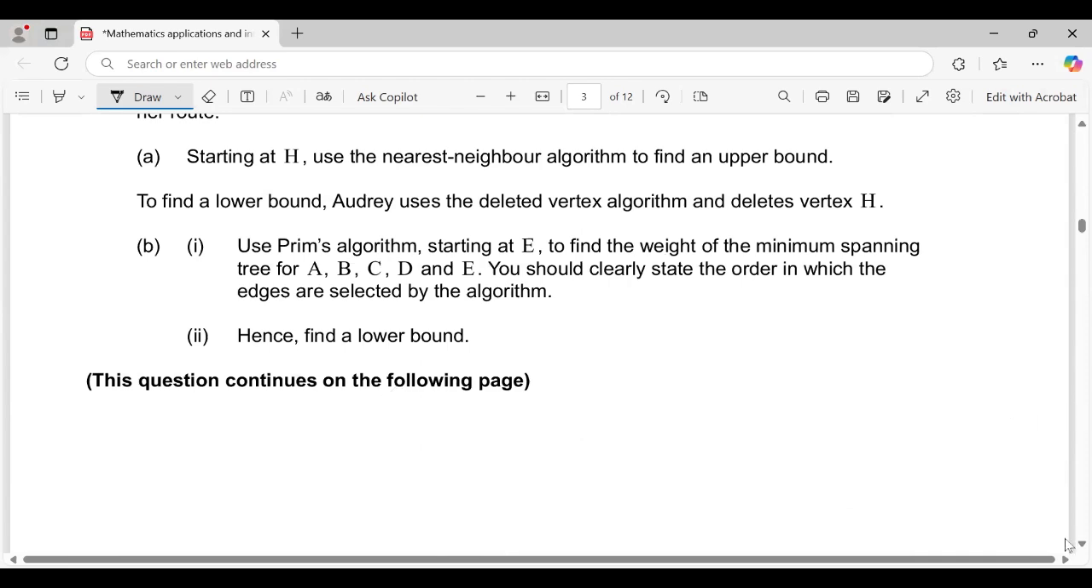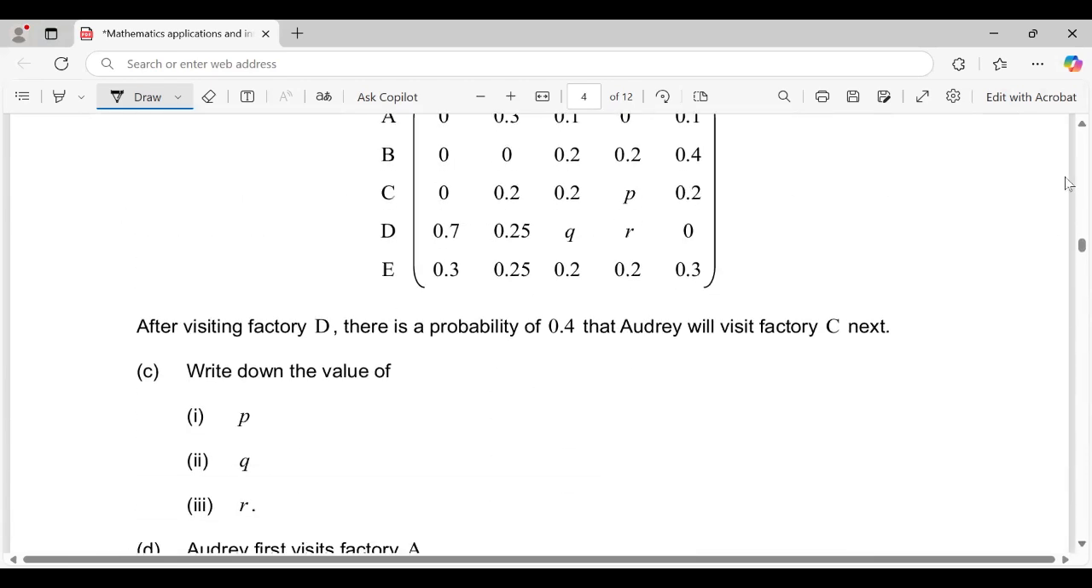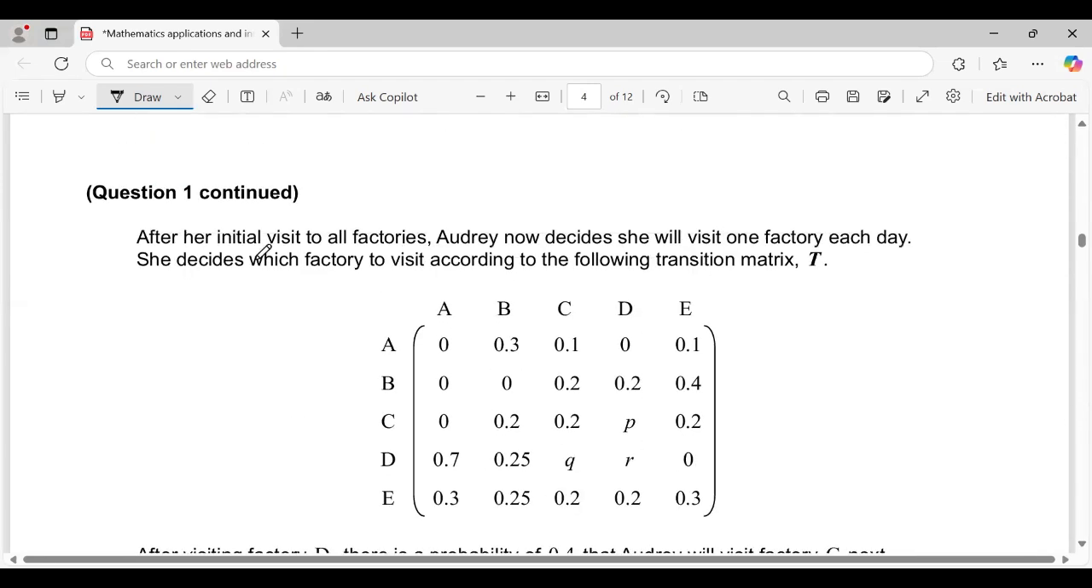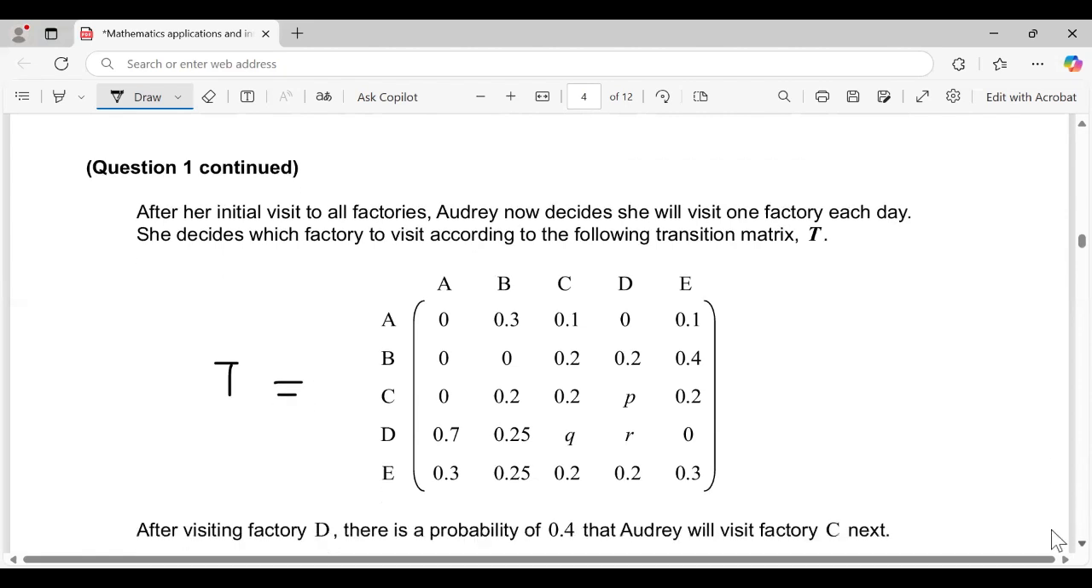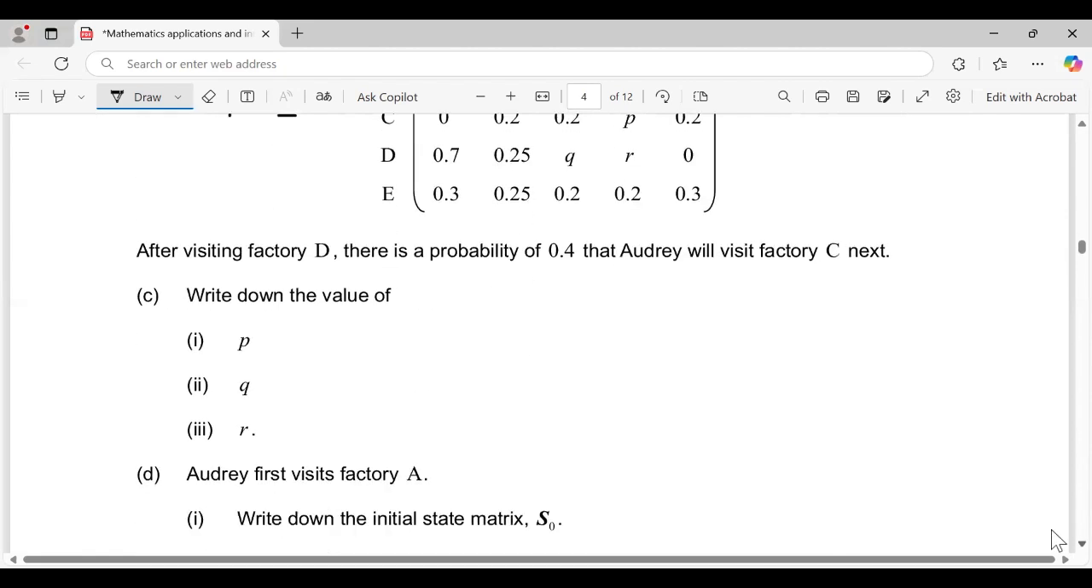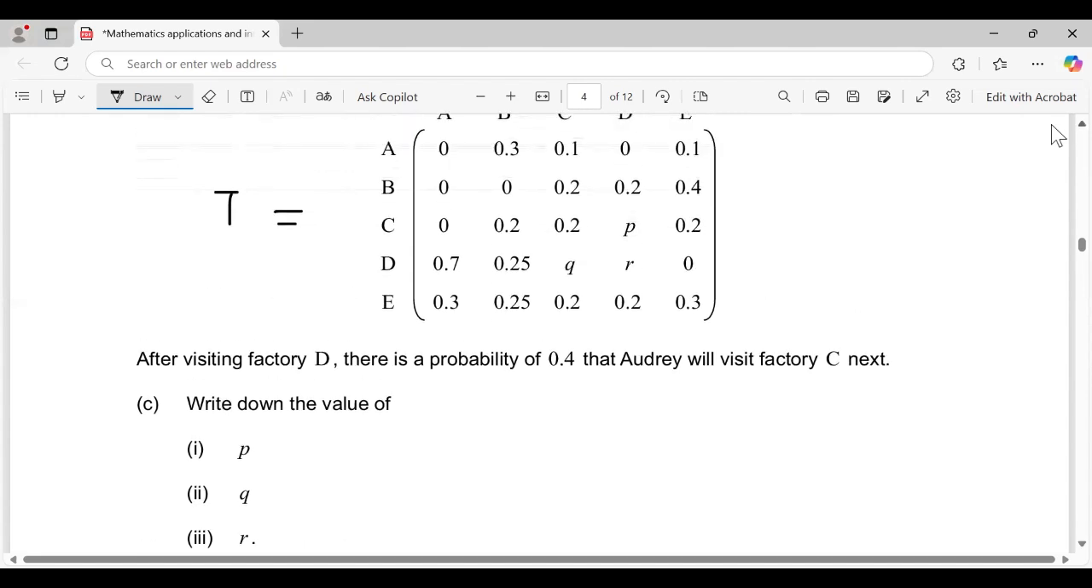Part C. Sorry. After her initial visit to all factories, Audrey now decides she will visit one factory each day. She decides which factory to visit according to the following transition matrix. So this is the transition matrix. After visiting factory D, there is probability of 0.4 that Audrey will visit factory C next. Write down the values of P, Q, and R.